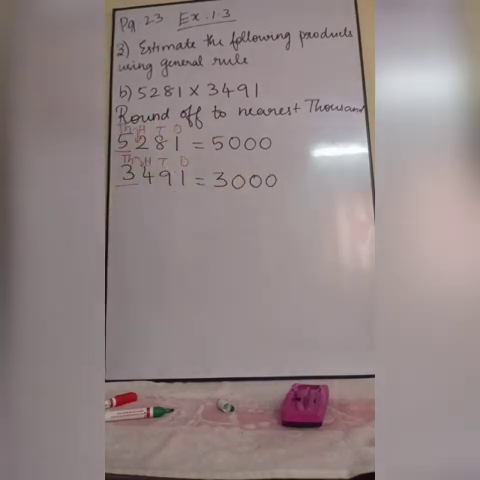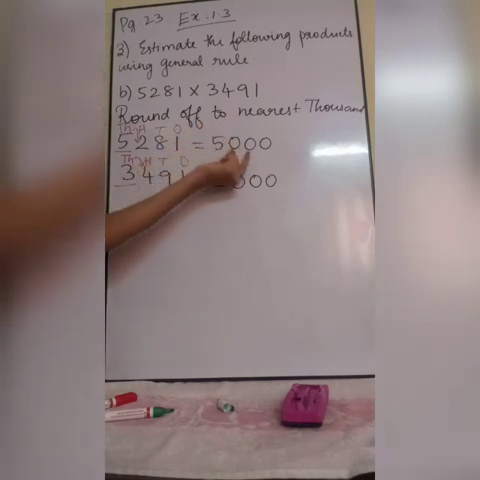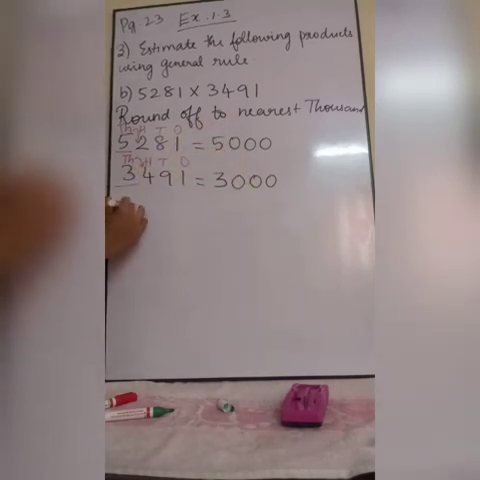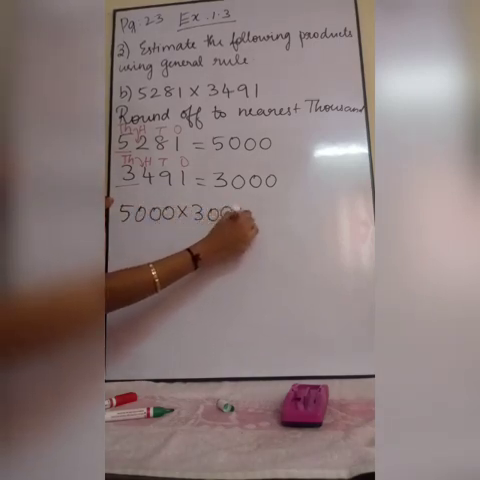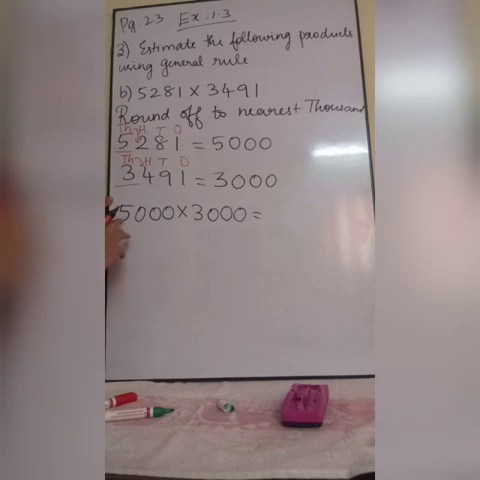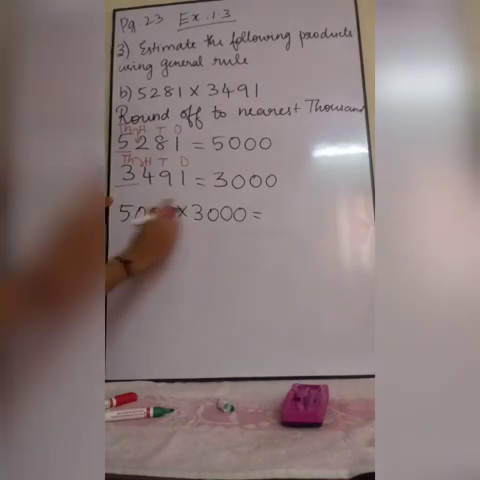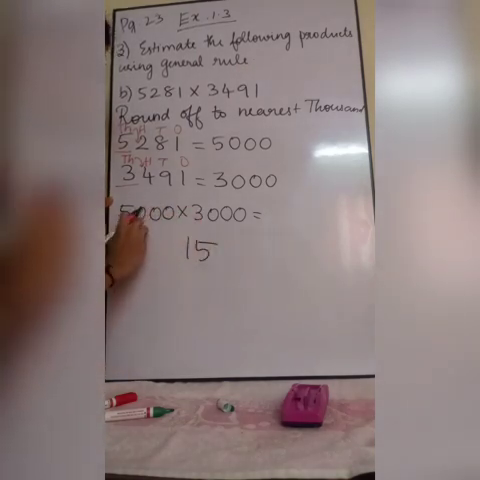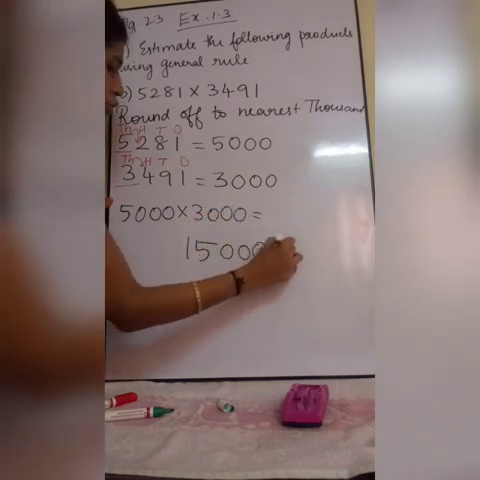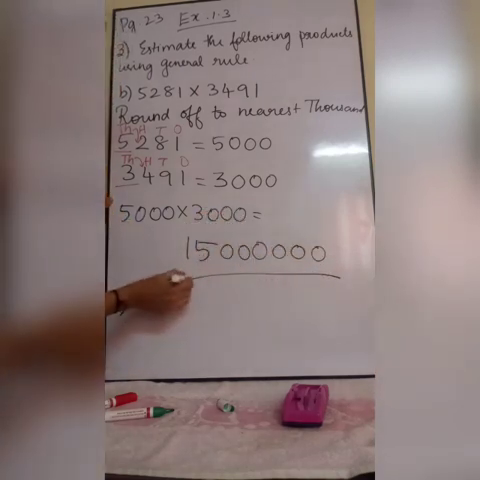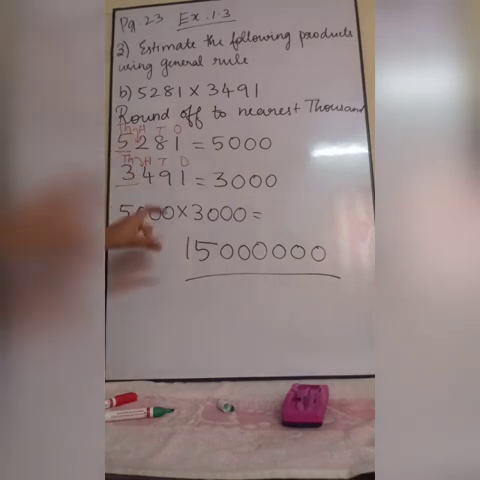Now did you get the rounded value for both the numbers? Now what should you do? You should multiply these rounded values. 5000 into 3000. 5 into 3, 15. 1, 2, 3, 4, 5, 6. So this is my estimation using general rule.